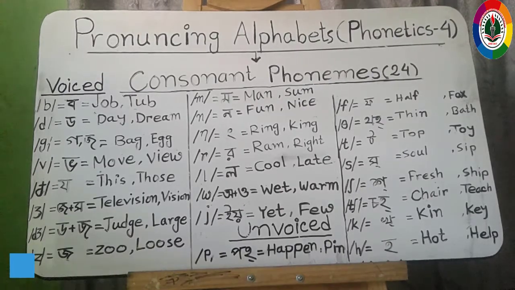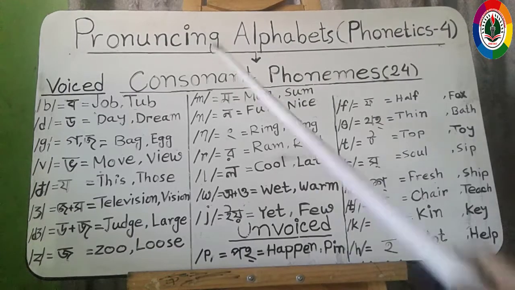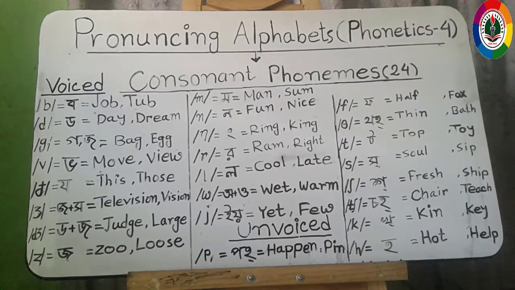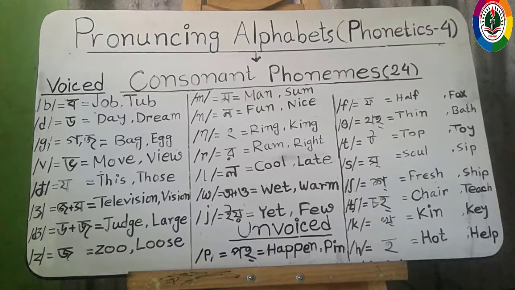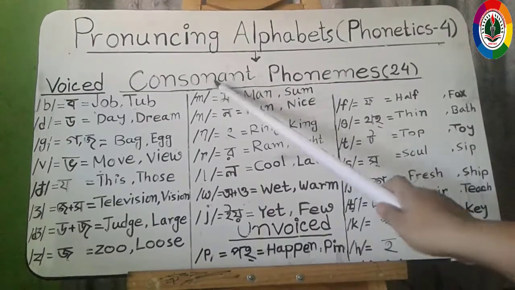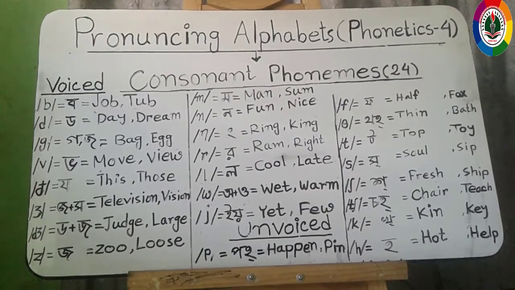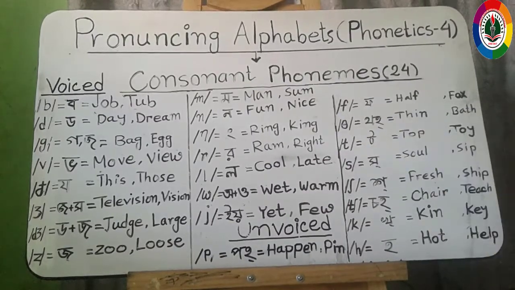Today I'll discuss my fourth session, Pronouncing Alphabets: Phonetics Part 4. In my third session, Phonetics Part 3, I talked about all the vowel phonemes and how they are pronounced in the English language. But today's topic is consonant phonemes. I already showed you in my Phonetics Part 2 how the 21 consonant alphabets form 24 consonant phonemes.